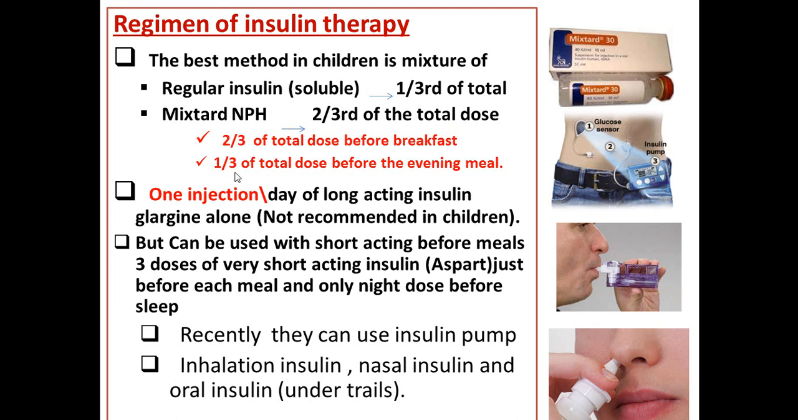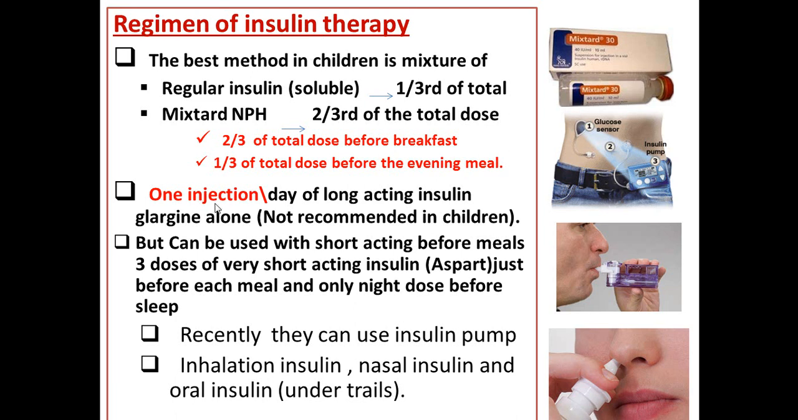And how do we give this mixture? 2/3 of the total mixture should be given before breakfast, and 1/3 of the total mixture should be given before the evening meal. This is the best method.